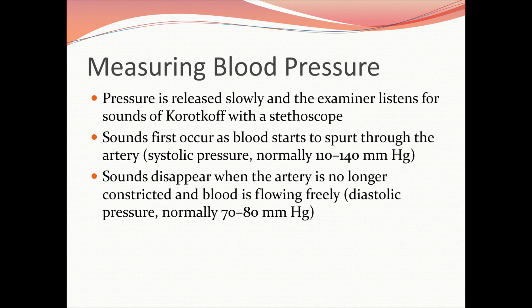The pressure will be released slowly, and the examiner listens for the sounds of Korotkoff with the stethoscope. Sounds first occur as blood starts to spurt through the artery. The systolic pressure is normally 110 to 140 millimeters of mercury. Sounds disappear when the artery is no longer constricted and blood is flowing freely. The diastolic pressure is normally 70 to 80 millimeters of mercury.